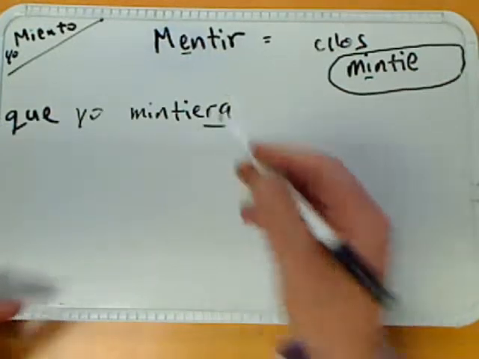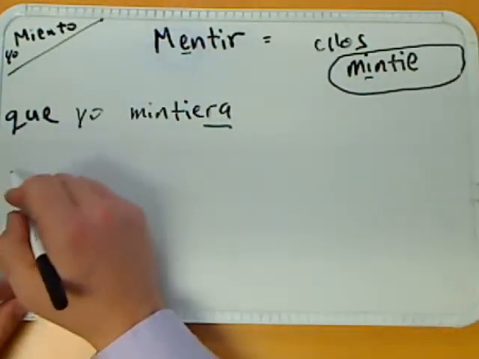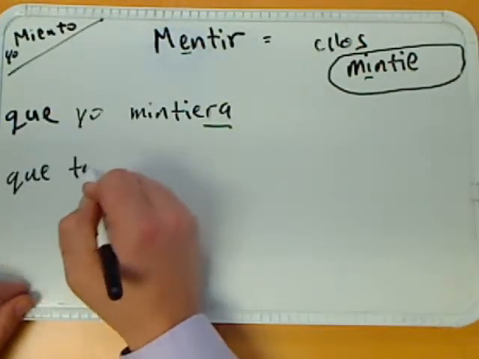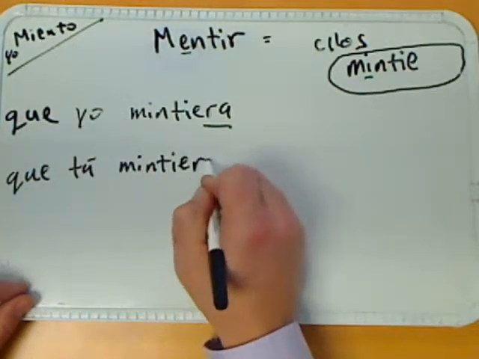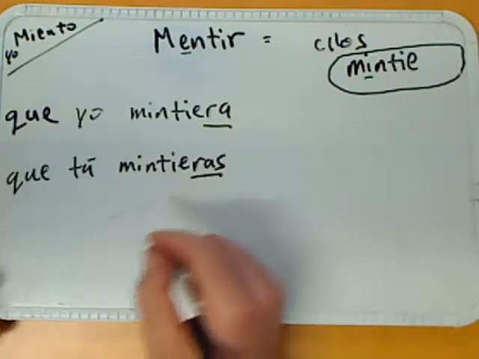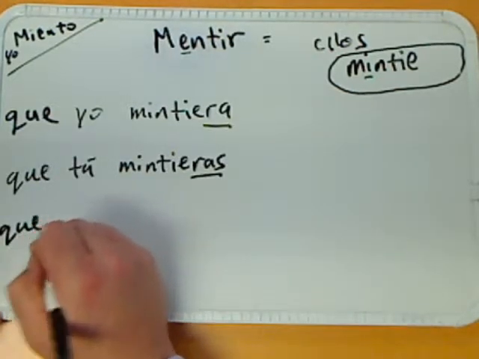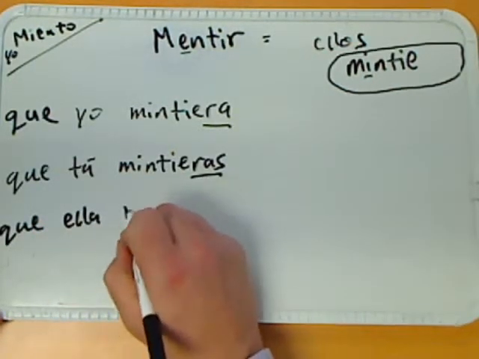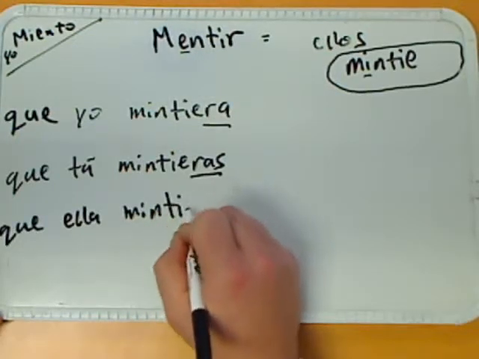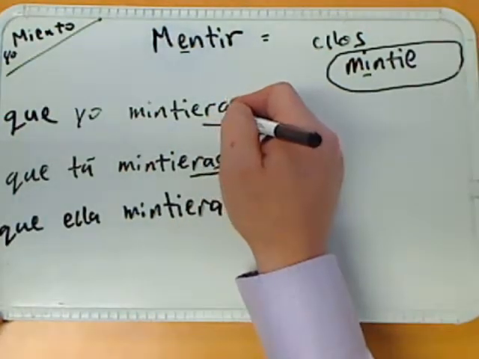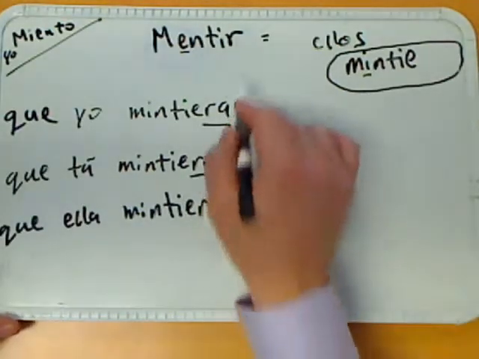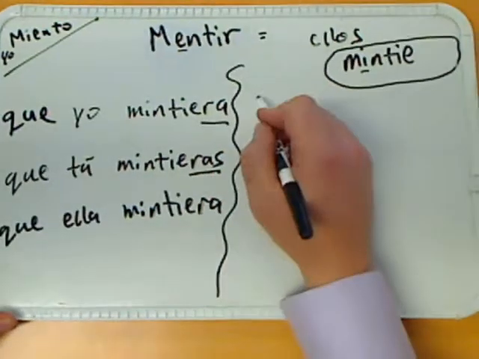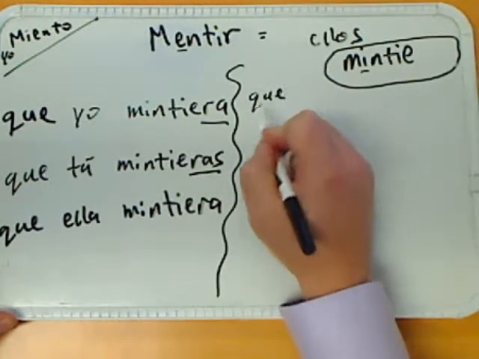que yo mintiera, the ra endings, and then from there, que tú mintieras, again the ra ending, in this case ras, in que ella mintiera, first singular, third singular, same spelling. Then we get to the plural side of the conjugation.